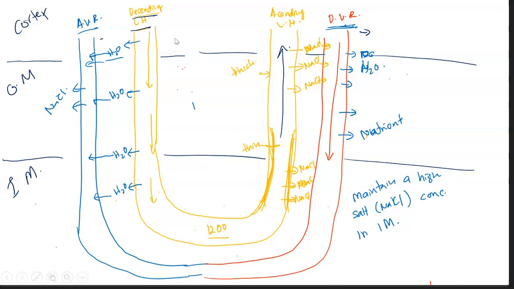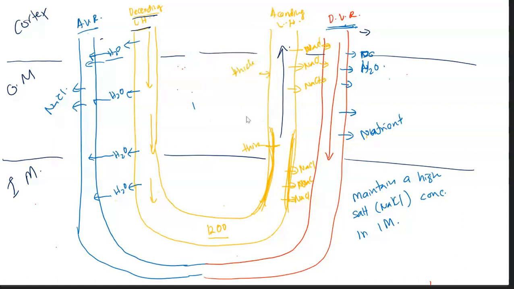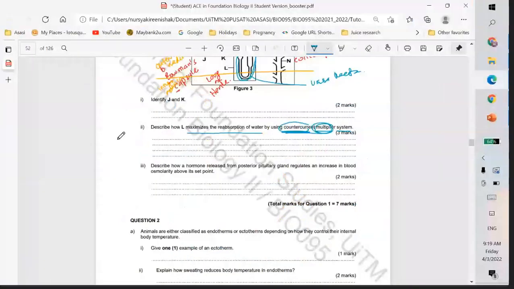So ada banyak point tadi yang saya dah bagi. So you pick any 3 points for 3 marks. Okay, so if you don't have any question, we can proceed. If you have question regarding this, you can ask. Okay, if not, we can proceed.